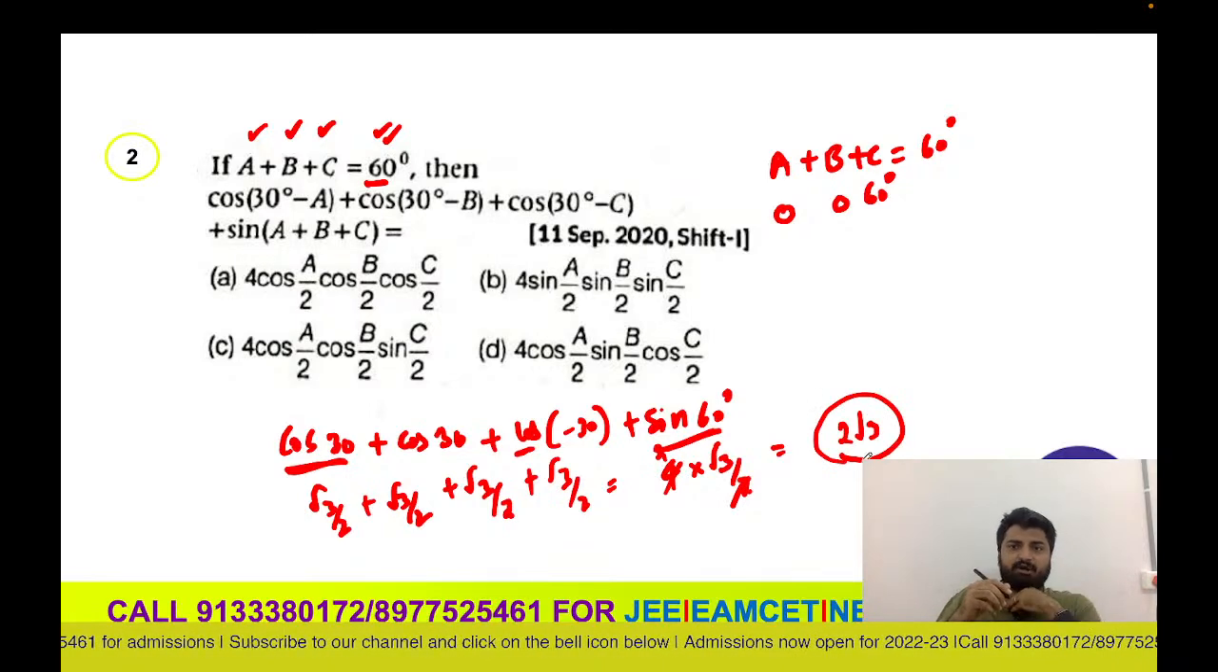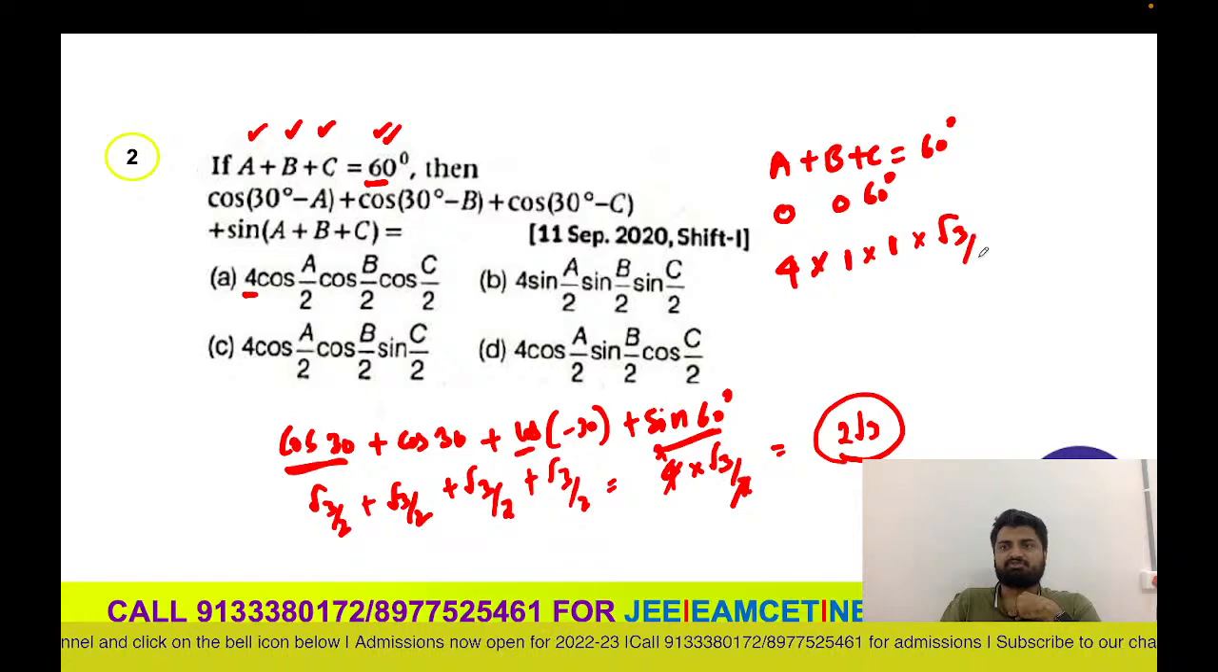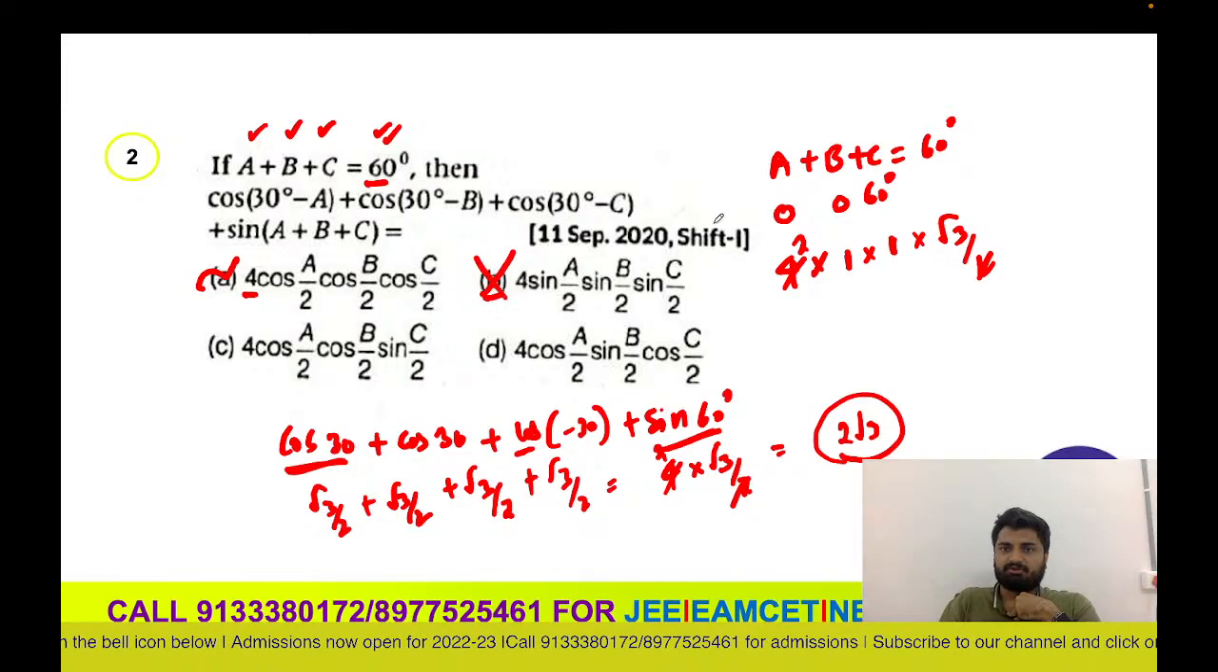Now let's check the options. Let's check first option. First option they are saying 4 times cos 0 by 2, cos 0 is nothing but 1. This is again cos 0 by 2, cos 0 is 1. Cos 60 by 2 is cos 30, which is root 3 by 2. So this is 2 root 3. First option may be the answer. Second option is eliminated because sin 0 is 0. Similarly, fourth option is also eliminated because sin 0 is 0.